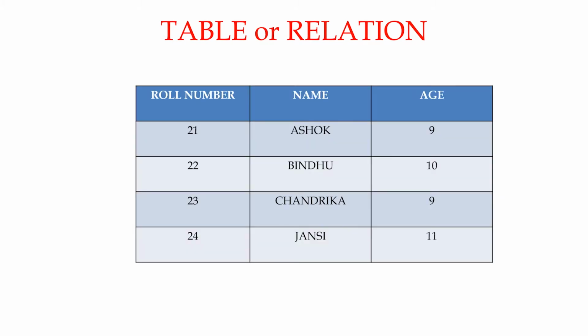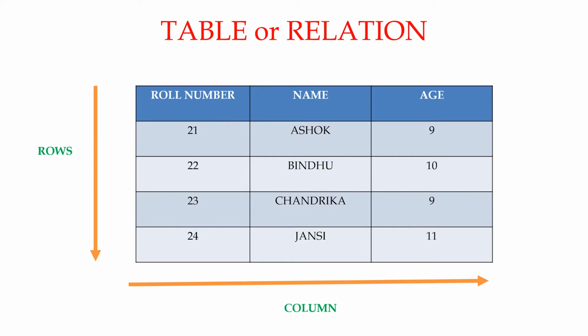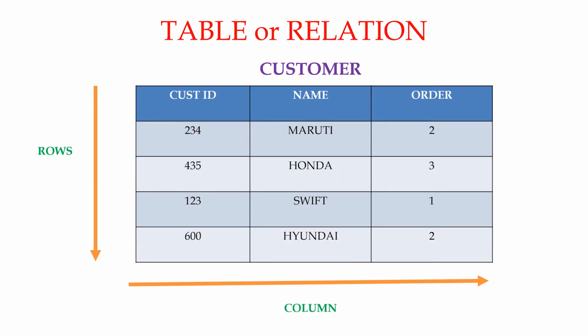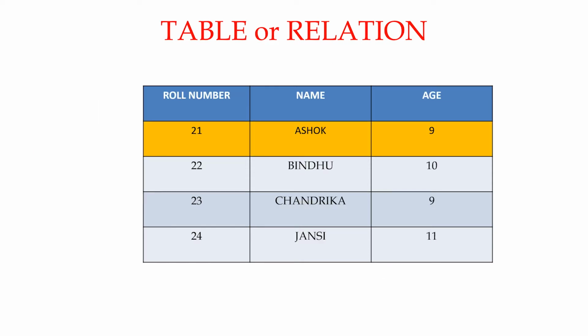So, consider a data set. A data set is stored in a table with multiple rows and columns. Consider this example. It consists of information related to a student with attributes like roll number, name and age. And consider another example. This table consists of information like customer ID, name and order. So, it is a customer table.